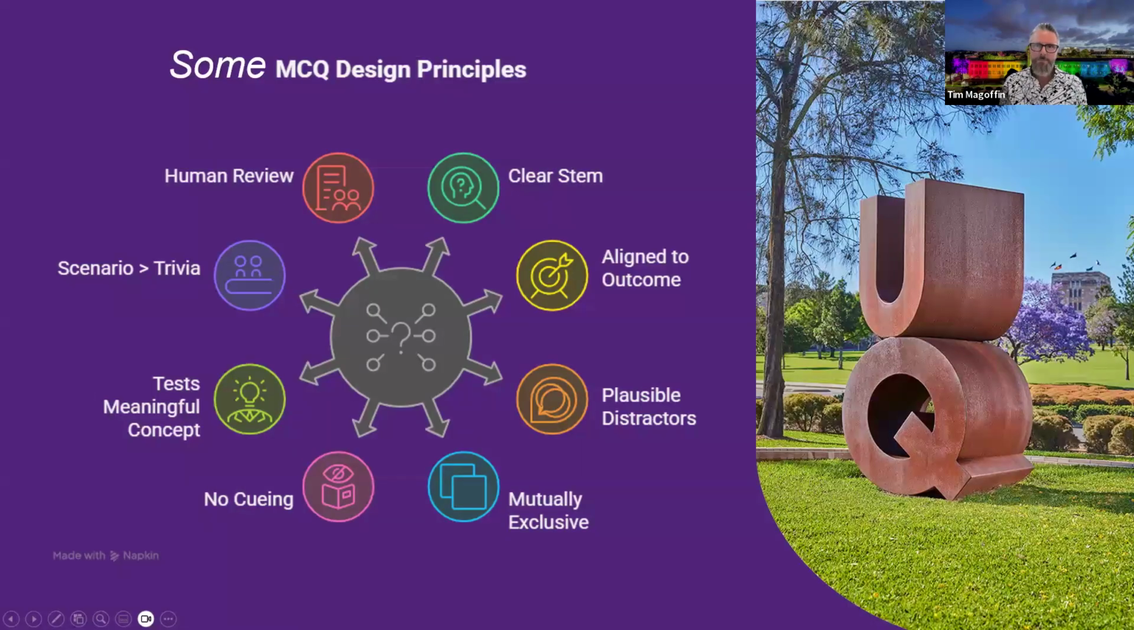Here are some principles, by no means an exhaustive list and by no means in order of priority, but just food for thought when creating MCQs. The one I want to start with is human review. I don't think you can use AI without human review. The really important takeaway here is I can give you an AI prompt to generate maybe really good MCQs, but if you're the subject matter expert, the academic, the course coordinator, the teacher, you get to look at them and determine if they're on point before you deploy them.